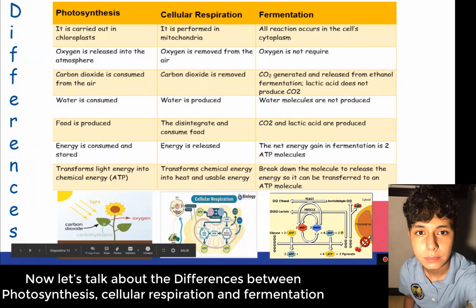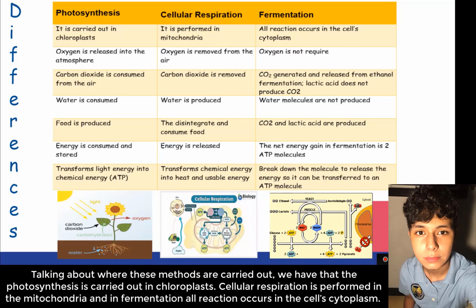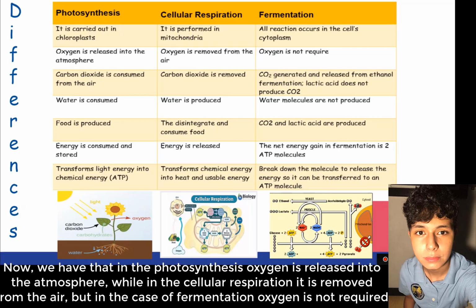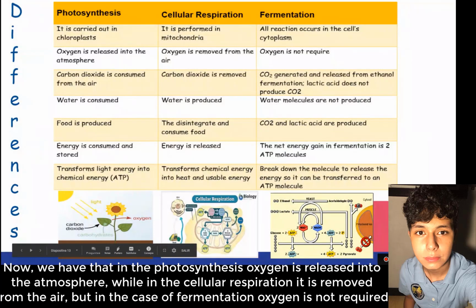Now, let's talk about the differences between photosynthesis, cellular respiration, and fermentation. Talking about where these processes are carried out, photosynthesis is carried out in the chloroplast. Cellular respiration is performed in the mitochondria, and in fermentation, all reactions occur in the cell cytoplasm. In photosynthesis, oxygen is released into the atmosphere, while in cellular respiration it is removed from the air. But in the case of fermentation, oxygen is not required.